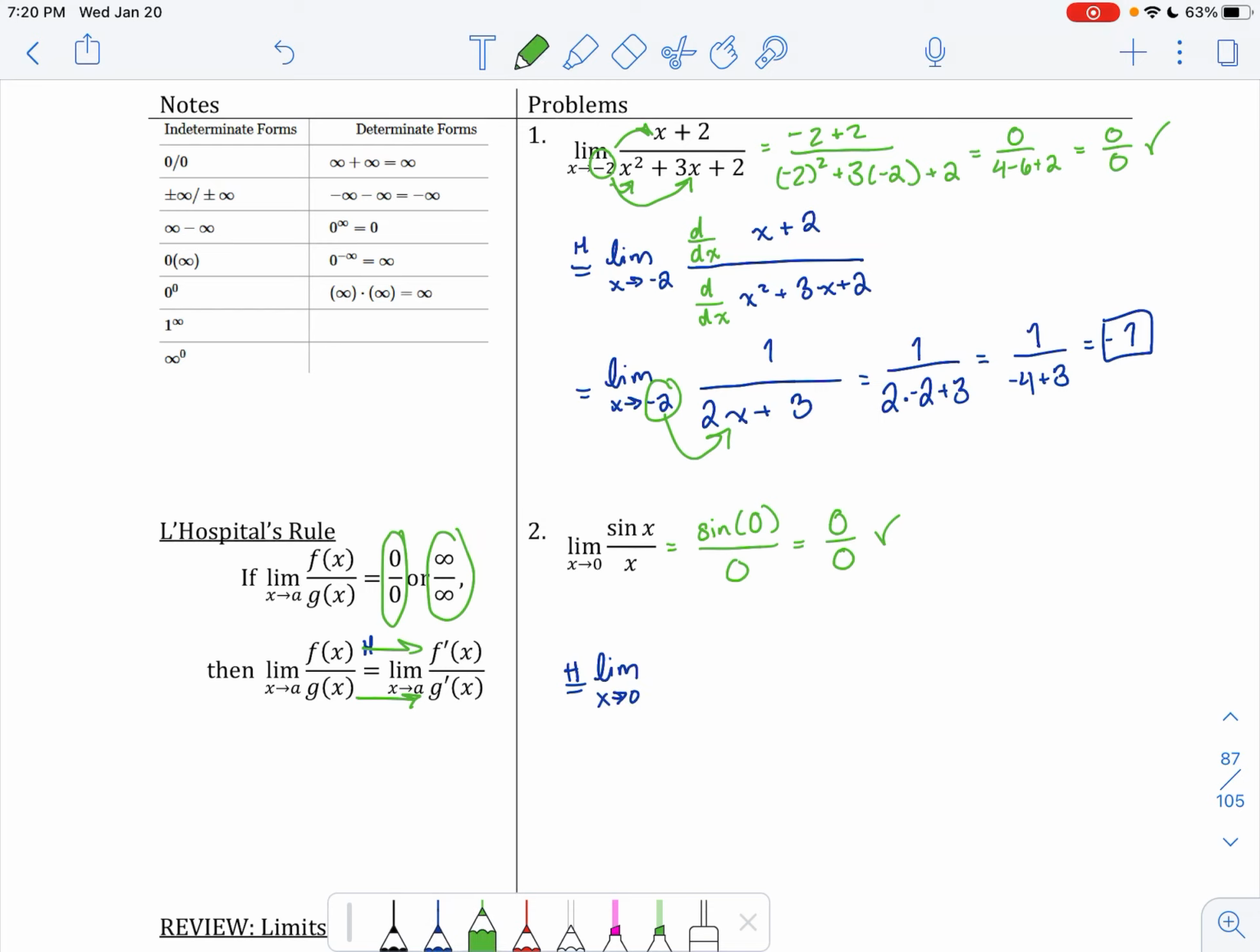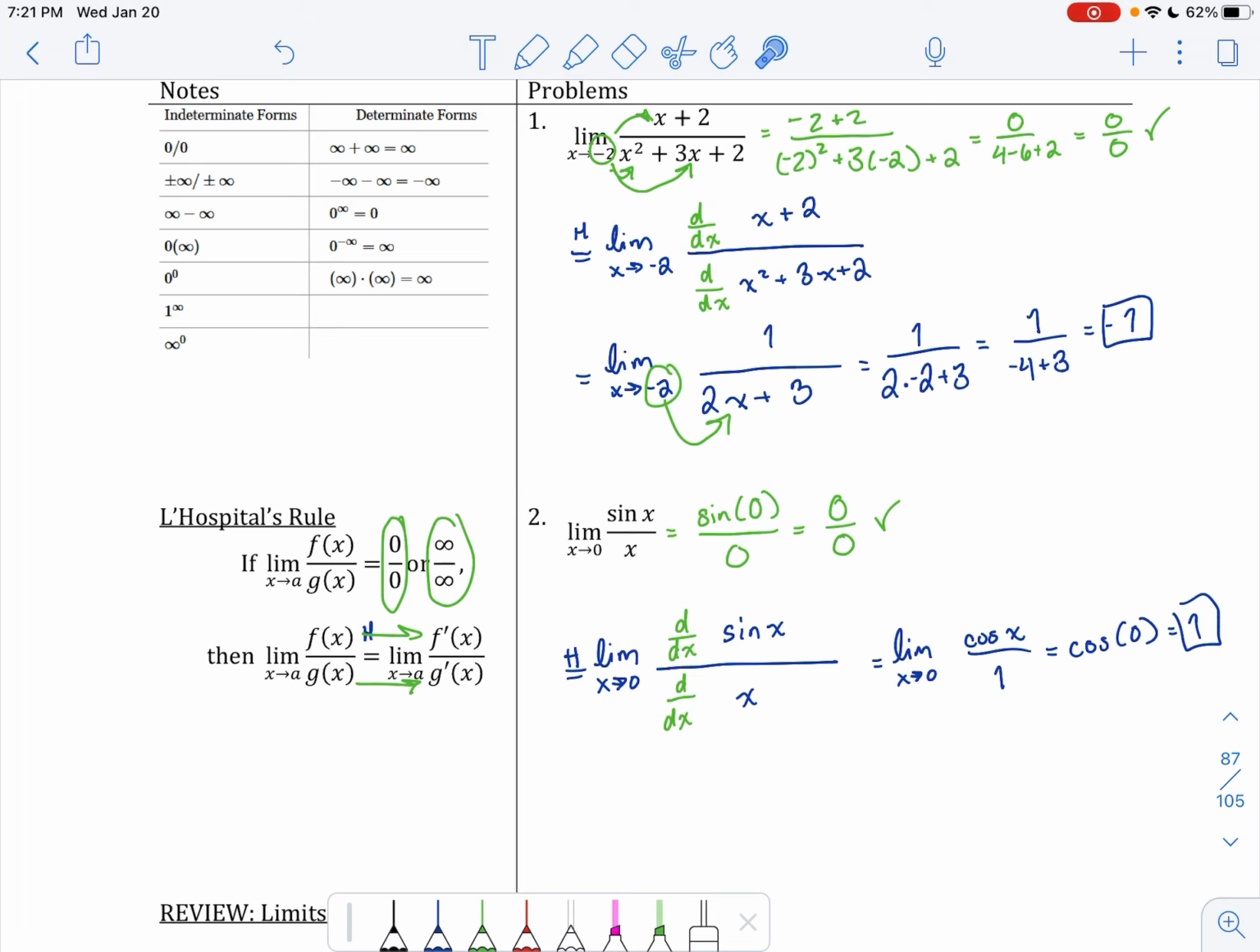So then show that we're using L'Hopital's. The limit part stays the same. And then we just take the derivative of the numerator over the derivative of the denominator, like so. The derivative of sine of x, as x approaches 0, because we're still keeping the limit. The derivative of sine of x is cosine of x. The derivative in the denominator of x is 1. Plug this back in, cosine of 0 is equal to positive 1.